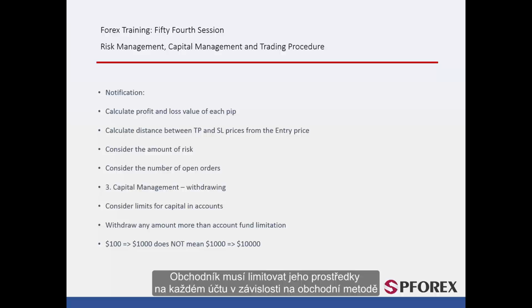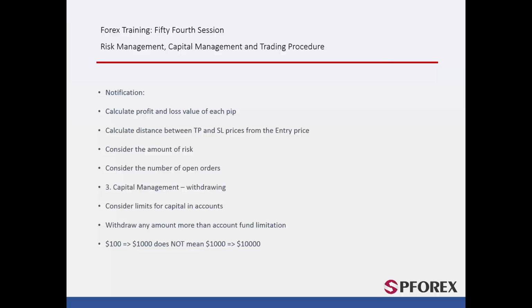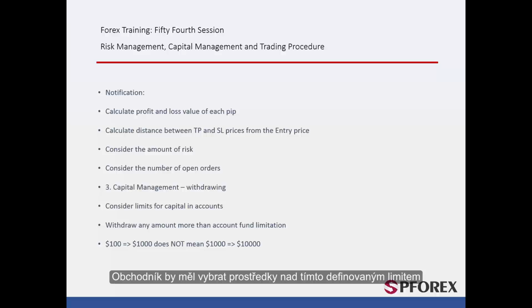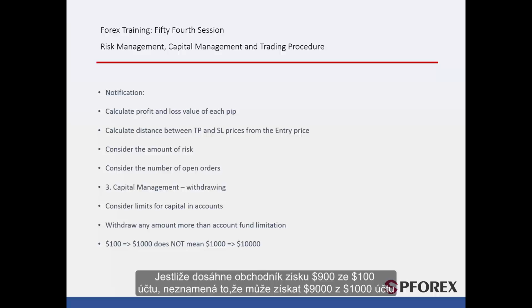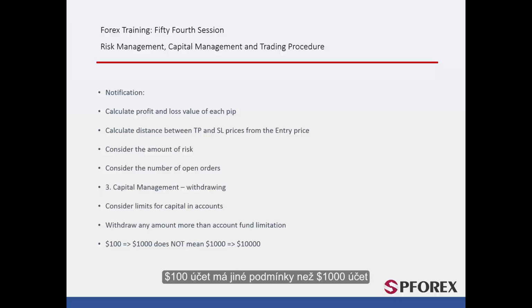A trader must consider a certain limit for his or her funds in each account based on the trading method. A trader should withdraw the amount of money higher than the defined limit. If a trader can derive $900 profit from a $100 account, it does not mean he or she can derive $9,000 profit from a $1,000 account. A $100 account has different conditions than a $1,000 account.